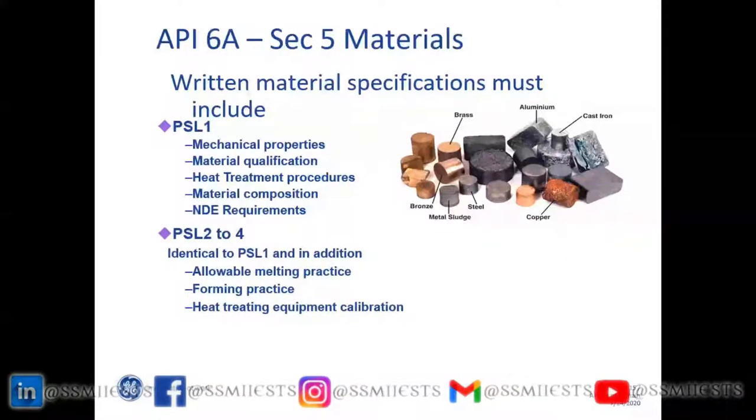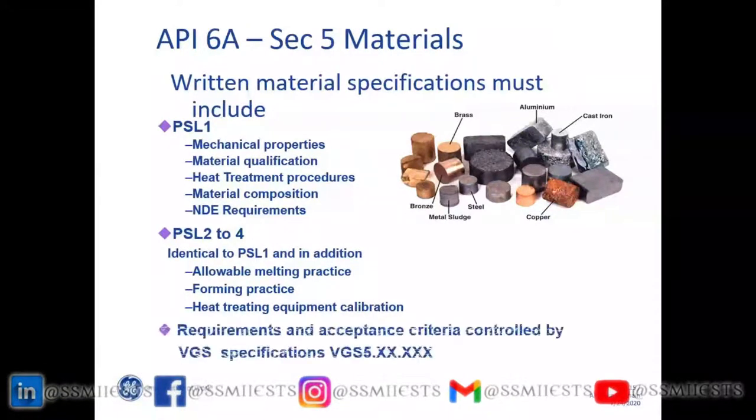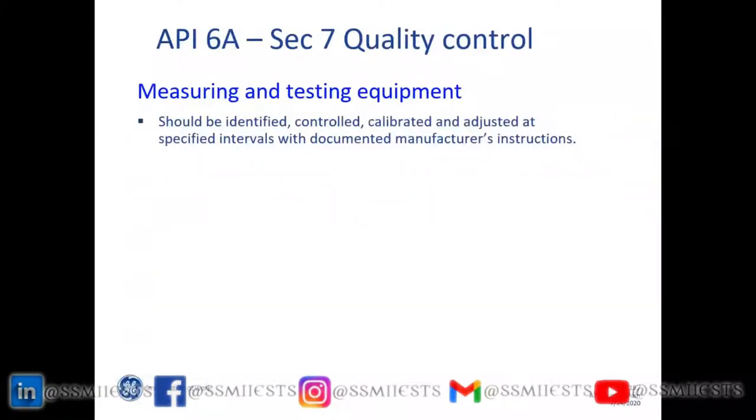Then if you do the PSL4, API also tells us how the melting practice would be, the material forming practice, how the heat treatment should be, how the microstructure will be. All will be controlled by API too, right? Based on that, we need to have our own specification of material, that detailed material specification: for PSL1 these are the things, for PSL2 what we have to do, based on the PSL level. So next, go to the quality control team.